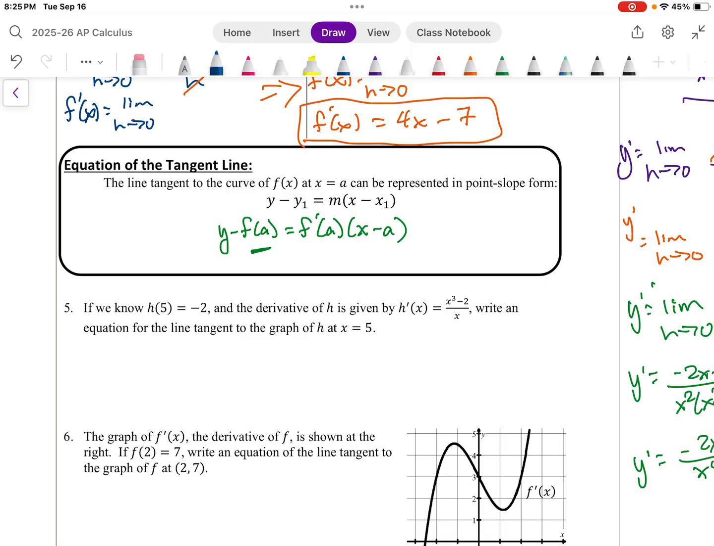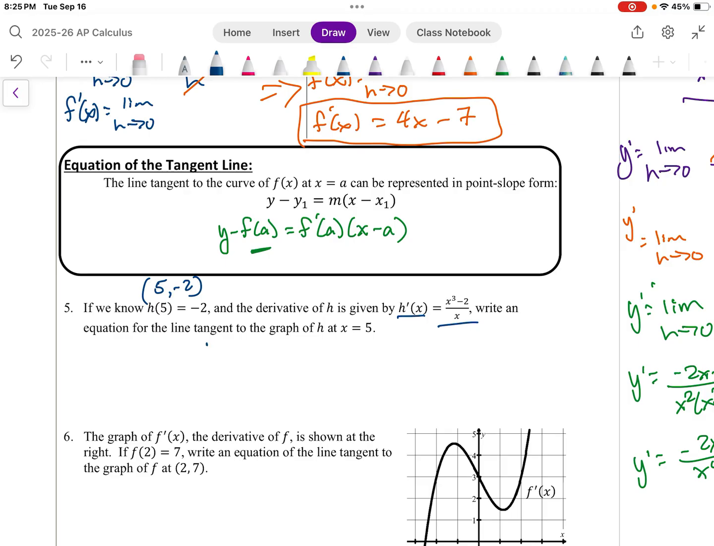So if we know h of 5 is -2, so that tells me the point is 5, -2. Sorry, Mr. Stevens almost made a boo-boo there. We know that if I put 5 into the function h, I get -2 for an answer. So there's my point. And the derivative, h prime of x, they show me here is x cubed minus 2 over x. Write an equation of the tangent line.